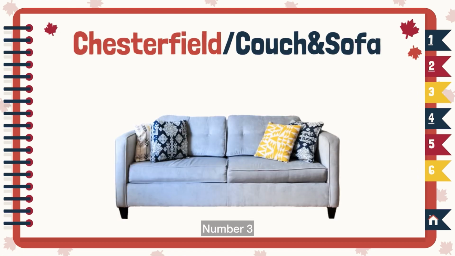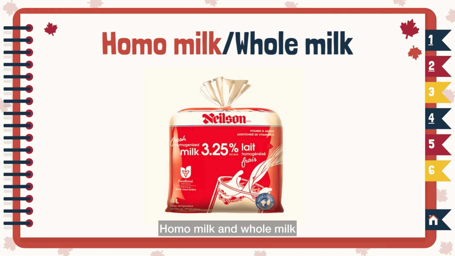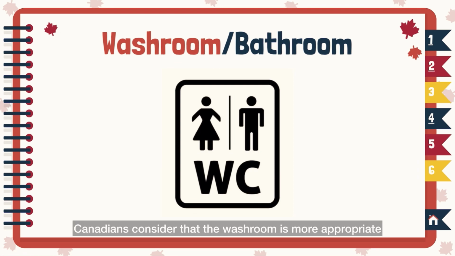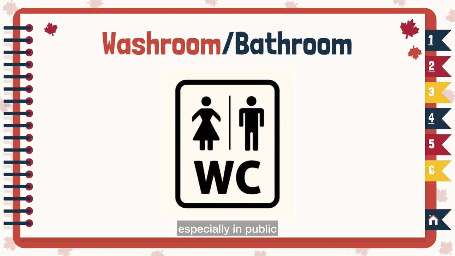Number 3, chesterfield and couch or sofa. Number 4, homo milk and whole milk. Homo is short for homogenized. Number 5, washroom and bathroom. Canadians consider that the washroom is more appropriate, especially in public.